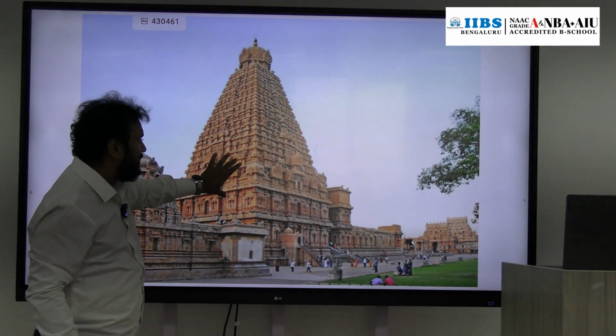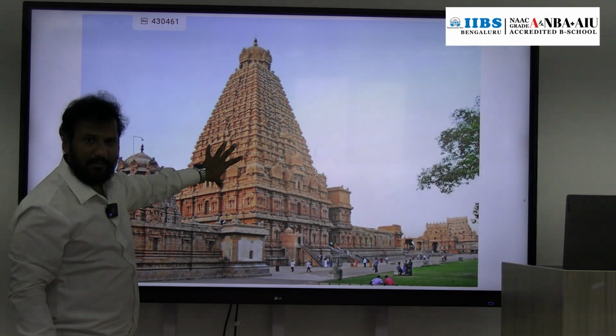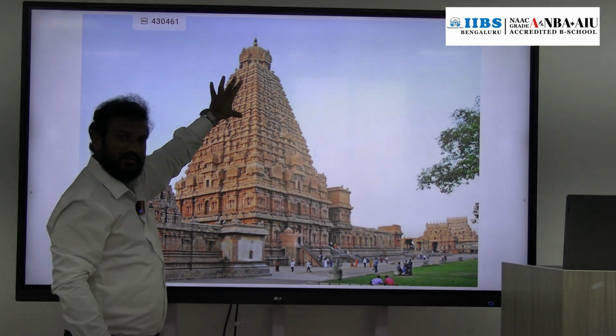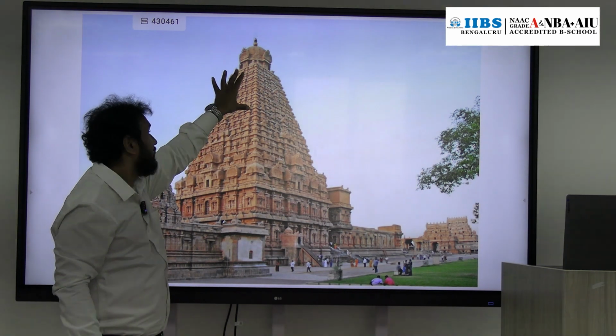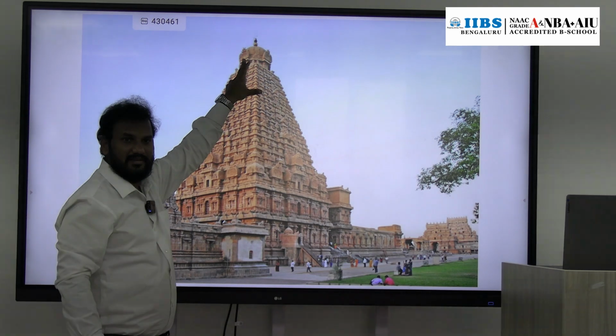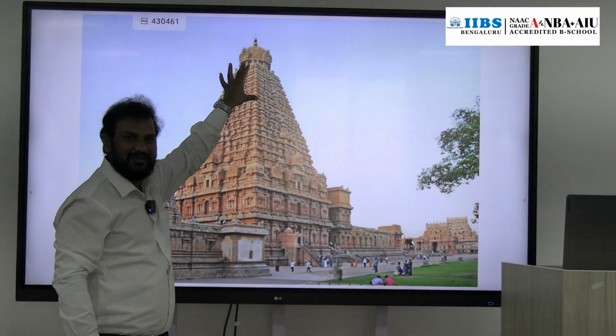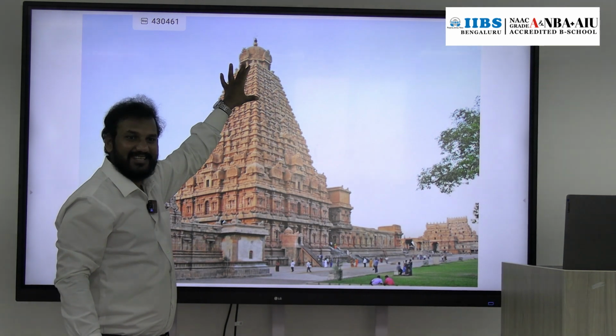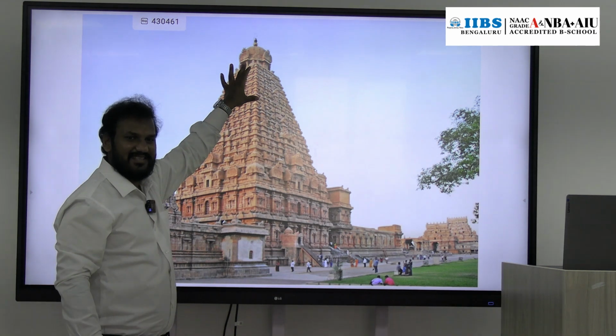This is made up of granite, right? The height is also great, right? See the top. How did they transport it? Cranes were not there at that time. How did they do it?